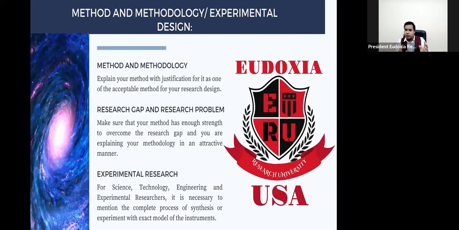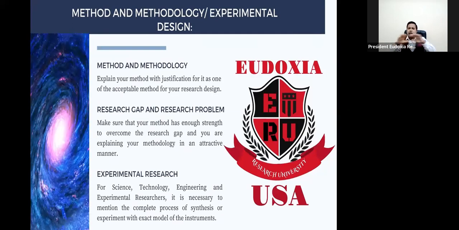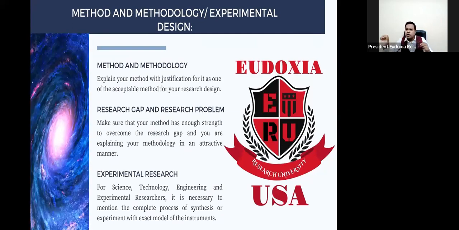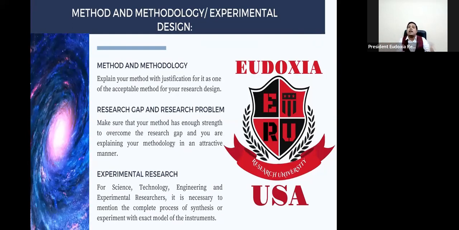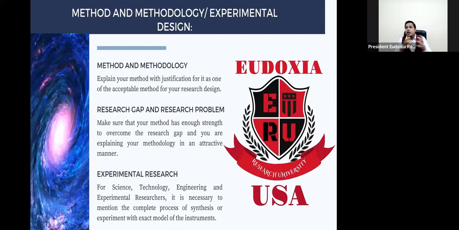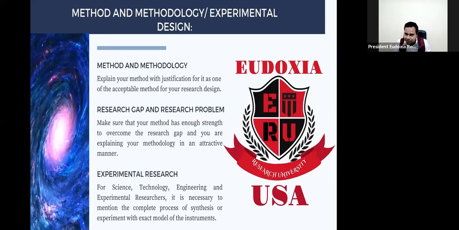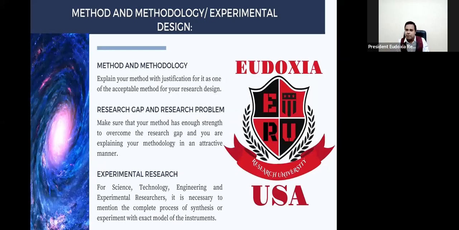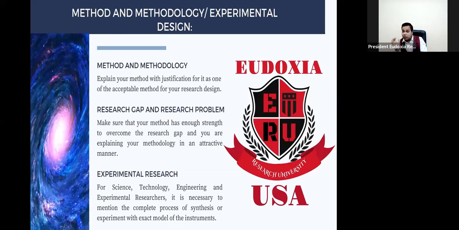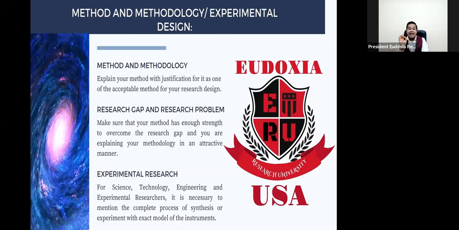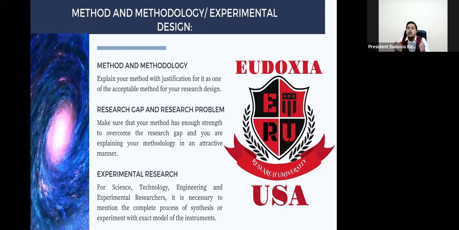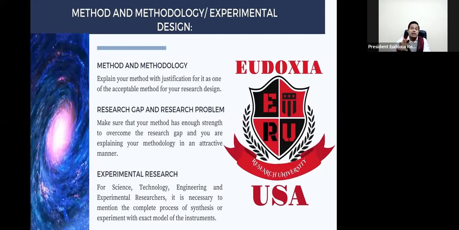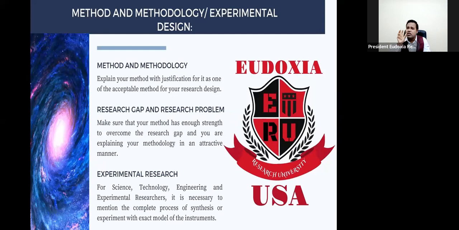You are showing the research gap. Most researchers do that, clearly mentioning that we have observed that Mr. X et al. and Y et al. did this research, but they have not conducted it in this way. They have not adopted that methodology. They have not done this. Okay, so you are finding the research gap and showing the research problem, but whether your research has enough strength to overcome the research gap, you need to explain in the method and methodology in a very attractive manner.